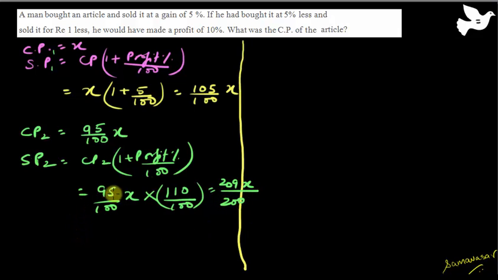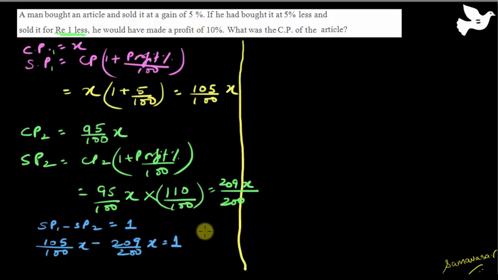Now the difference in the selling price is 1 rupee, because he sold it for 1 rupee less. This is 1 rupee less than what? The initial selling price. So now, SP1 minus SP2 is given to be 1, because later he is selling it for 1 rupee less. Now SP1 is 105 by 100x minus 209 by 200x is equal to 1. And if I solve this, you can do it yourself, x is equal to 200. So this is what I get.